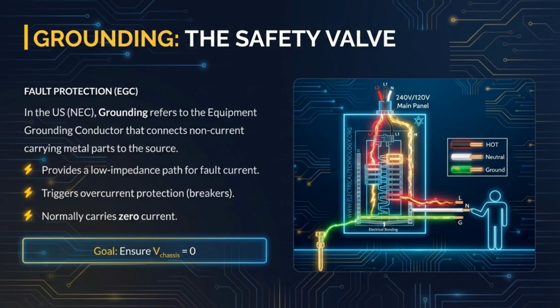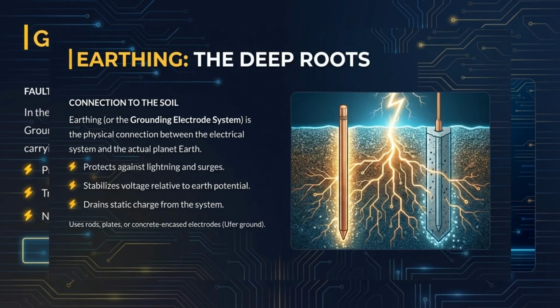Grounding acts as the safety valve. In the U.S., it refers to the equipment grounding conductor. It connects non-current carrying metal parts to the source, providing a low-impedance path for fault current and triggering overcurrent protection. It normally carries zero current.